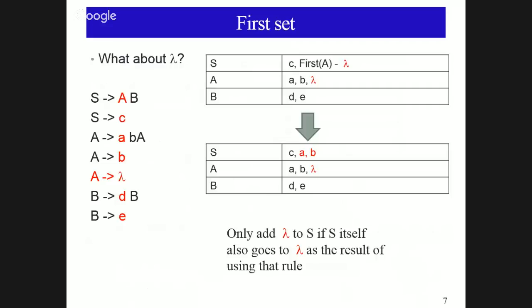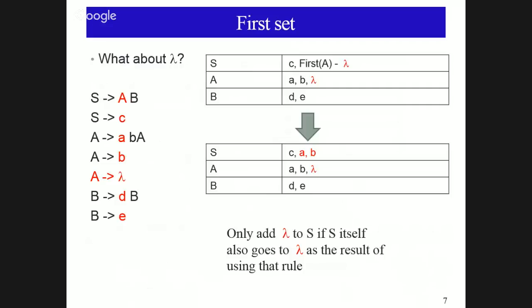What about lambdas? Okay, lambdas. Well, you still highlight your first column. If there's a lambda in the first set or the first column, put it in. So A's first set is A, B, and lambda. Sure, you highlighted the first column, put it in. Lambdas require some extra work on the follow set, but for the first set, yeah, we'll put it in.